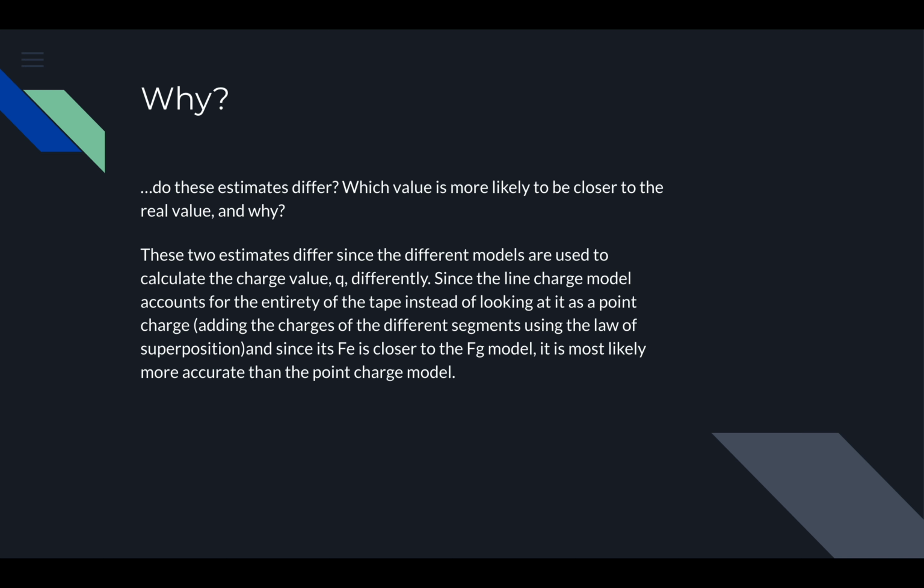Why do these differ so much, and which one is more accurate? First off, the models are calculating charge very differently. The line charge model accounts for the entirety of the tape instead of looking at it as a point charge, adding the charges of the different segments using the law of superposition. Since the magnitude of the electrical force is closer to the magnitude of the gravitational force in this model, it is most likely that the line charge model is more accurate than the point charge model.